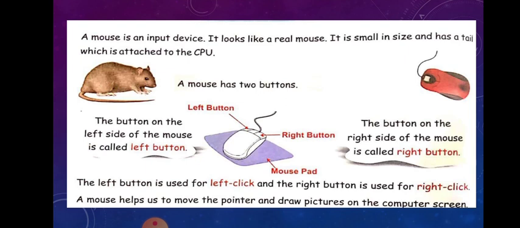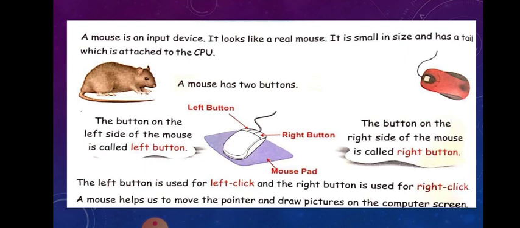First of all, you now know well that the mouse is an input device which is small in size and it is attached to the CPU. The computer mouse somewhat looks like a real mouse. The wire, which seems to be the tail of the computer mouse, is connected with the CPU. Mouse has two buttons. The left side button is called the left button and the right side button is called the right button, and below it you will find a pad called Mousepad.